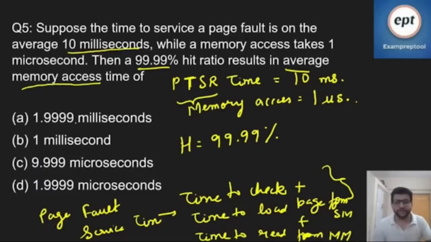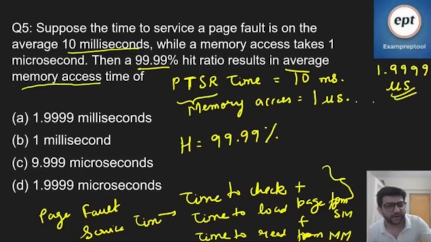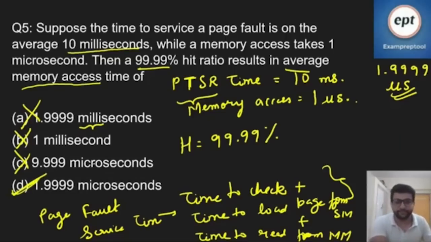If we see the options, option A is saying 1.9999 milliseconds, right? So just be careful. GATE always plays with the options. We have to remember that the unit is microsecond. It was 1.9999 microsecond, right? So option A is wrong because it has been given in milliseconds here. This one is not correct either, which is 1.99 microsecond. So the answer is option D.